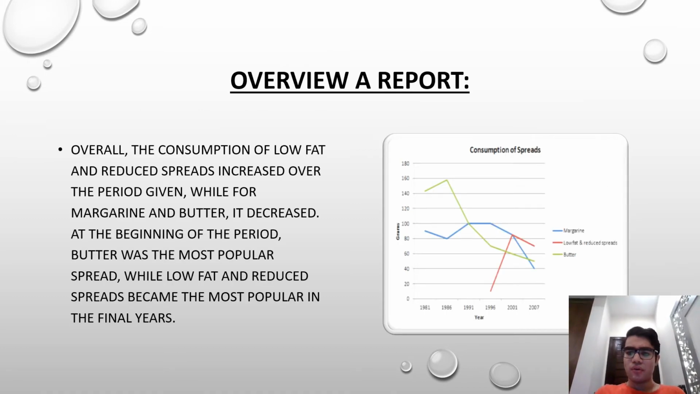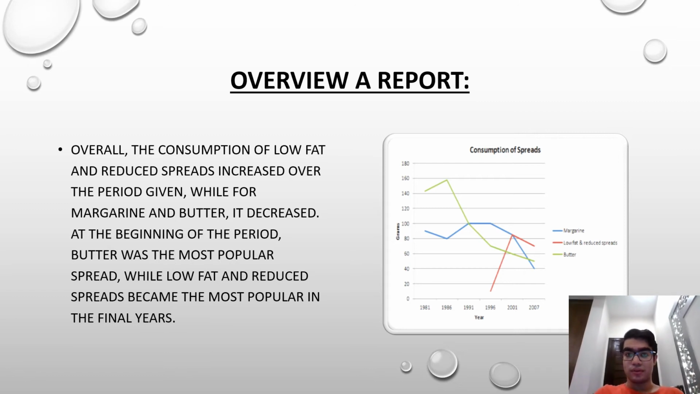Over here we have the overview of our report. So this is the same graph, and the overview is that overall the consumption of low fat and reduced spreads increased over the time period given, while for margarine and butter it decreased. At the beginning of the period, butter was the most popular spread, while low fat and reduced spreads became the most popular in the final years. Okay, so we have already done two paragraphs. Introduction is the first one, overview is the second paragraph. Okay, now we'll move on to third and fourth.